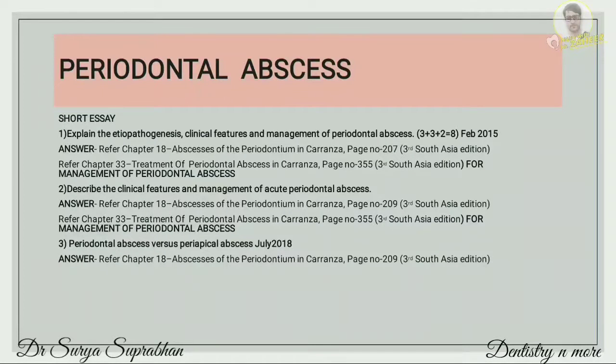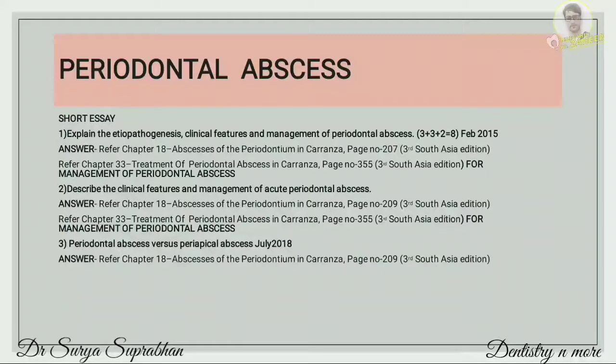Then coming to the next chapter, that is periodontal abscess. Short essay: first, explain the etiopathogenesis, clinical features and management of periodontal abscess. You have to refer to chapter 18, abscess of the periodontium. And then for the management part, refer to chapter 33, the treatment of periodontal abscess. And then describe the clinical features and management of acute periodontal abscess. The same chapters you have to refer.